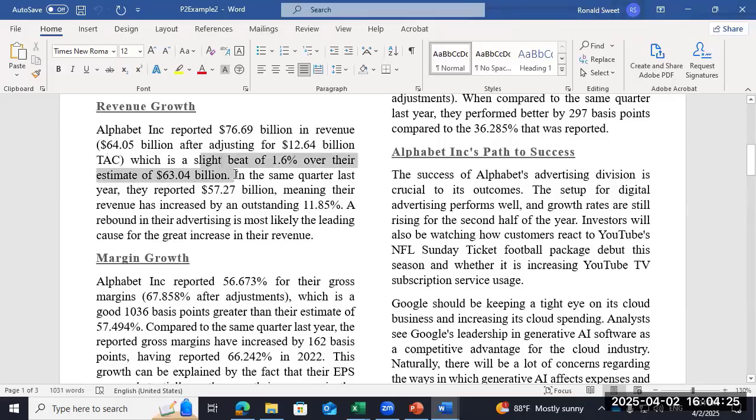And usually revenues is a small beat. You don't usually beat revenues by 10, 20%. We saw a stock today that beat earnings by 500%, and they beat revenues by 1%. Earnings can be all over the place, but revenues are usually pretty close. So their revenues have increased 11%. So you beat over the estimate and you increase over the prior same quarter last year.